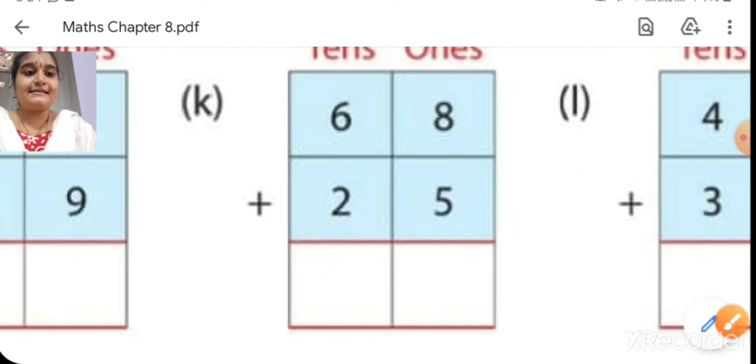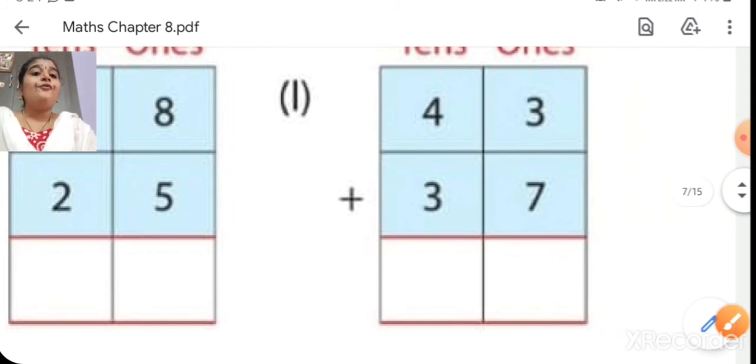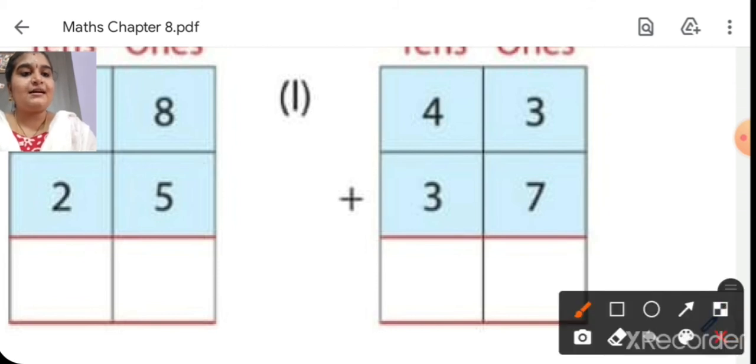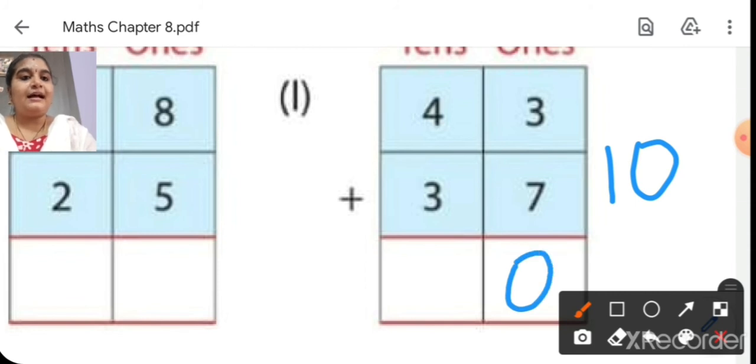Yes. Can we do the next sum? 43 plus 37. Okay. First we will add the ones place. 3 plus 7. 3 in the mind, 7 in the finger. After 3, 4, 5, 6, 7, 8, 9, 10. What is the answer? 10. We will write 0 here and carry forward 1.